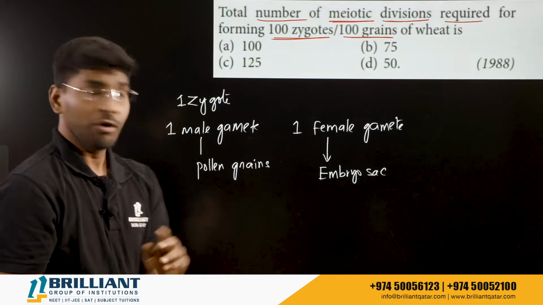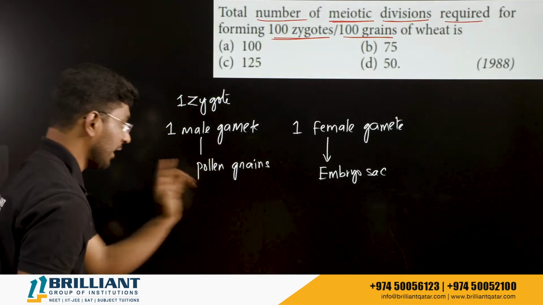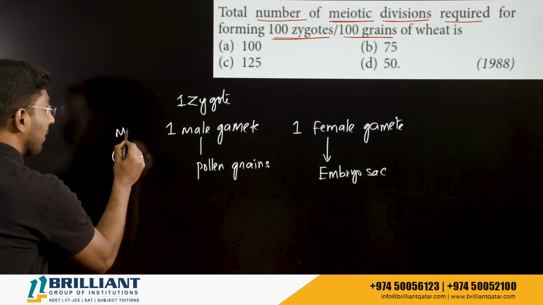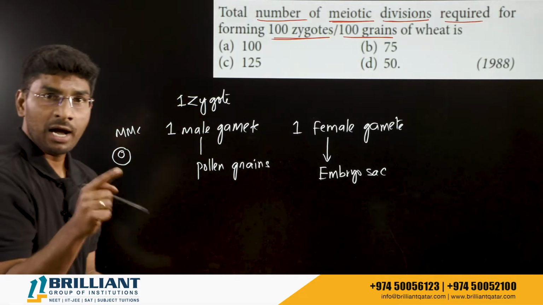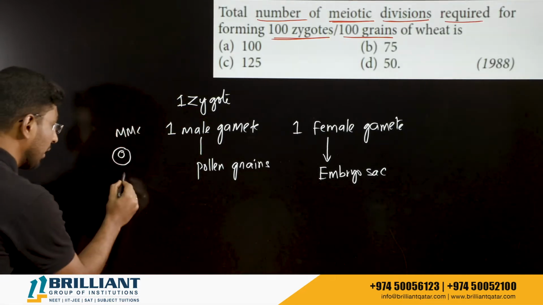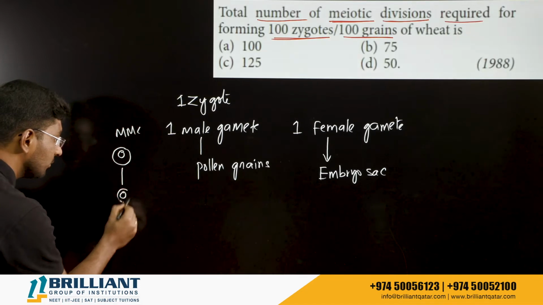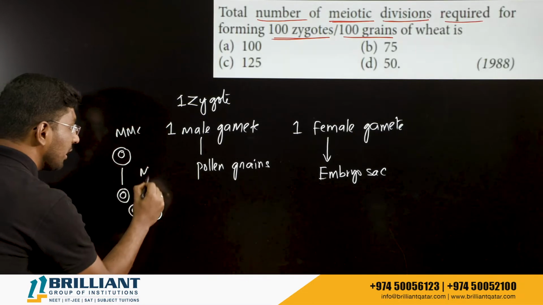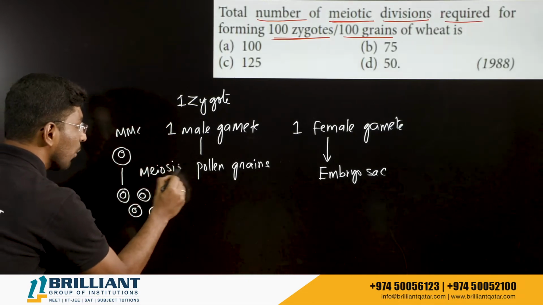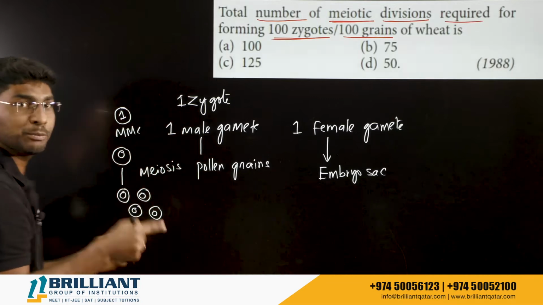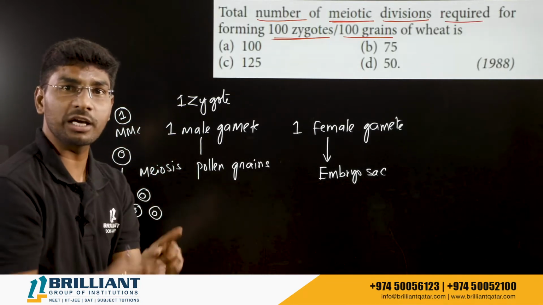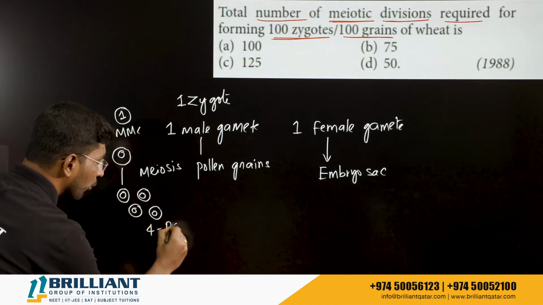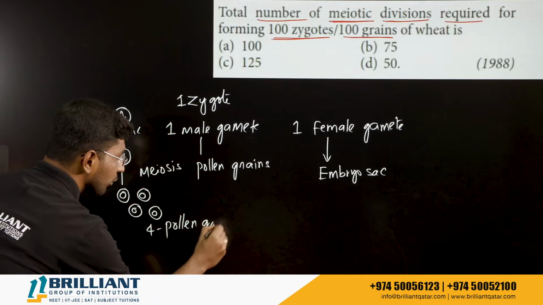Now look here. For the formation of pollen grains, let me take one pollen mother cell. This is called what? Tell me. MMC, microspore mother cell. It undergoes meiosis division to give how many pollen grains? Tell me. 1, 2, 3, 4 pollen grains will form. So one microspore mother cell undergoes meiosis to give 4 pollen grains. You got my point?